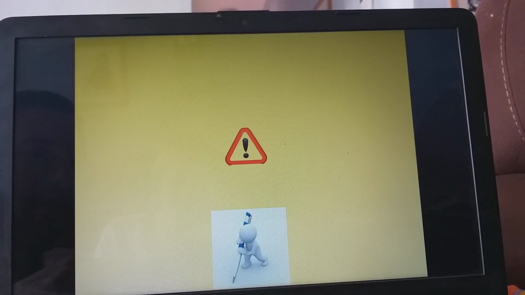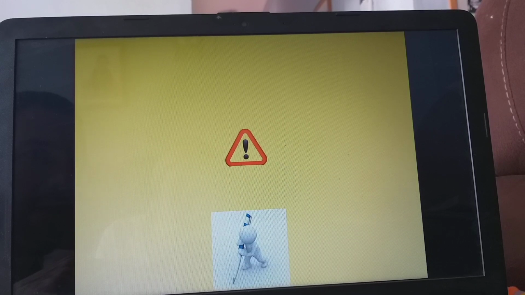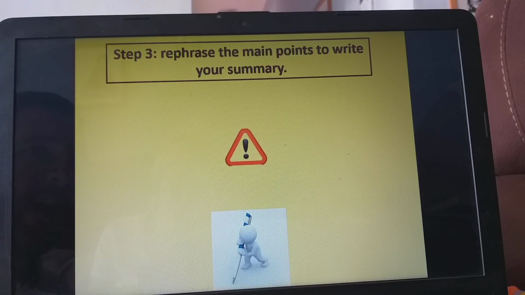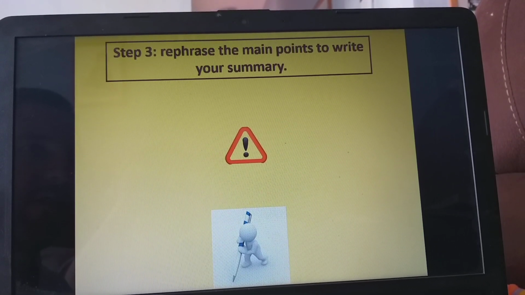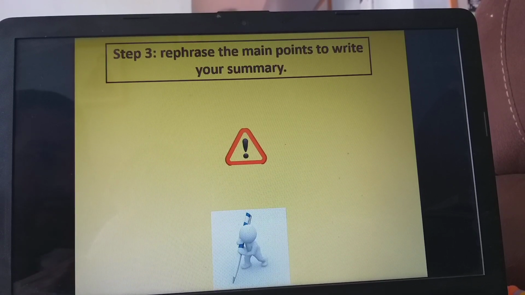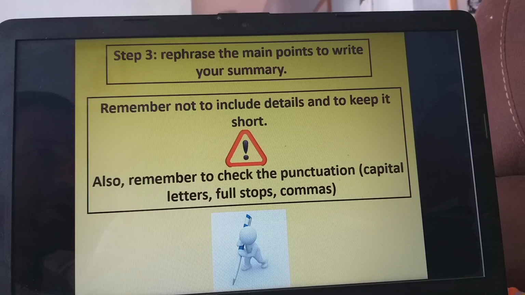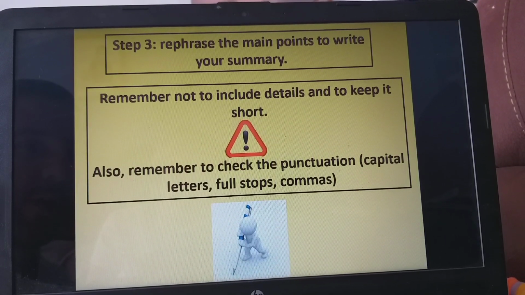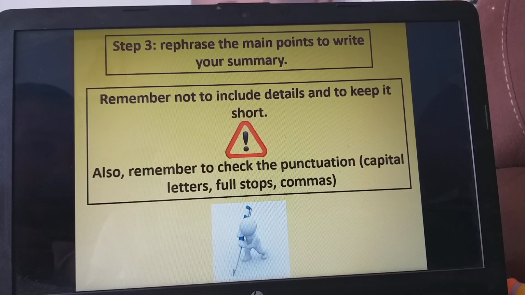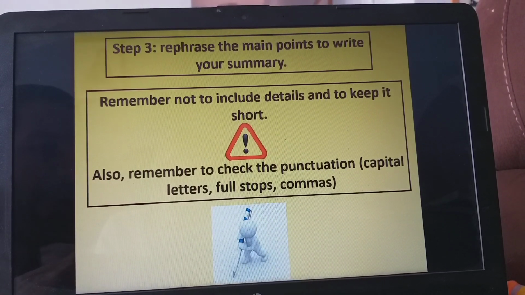A couple of other things to remember, and then we can move to step 3 here, all right, is to rephrase the main points to write your summary. And this is where you need to, really important, remember not to include details, all right, and to keep it short. That's the whole point with a summary. Also, remember to check the punctuation. So you need to make sure you've got capital letters, full stops, and commas, particularly if you've got long sentences.